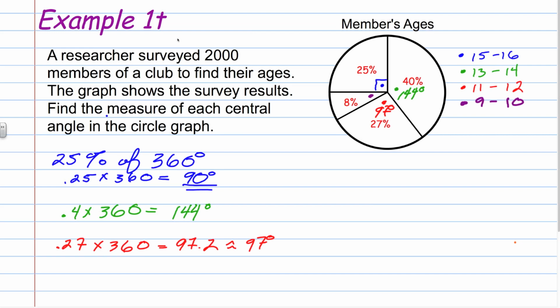And then finally, we could either add those up and subtract from 360, or we could just do, for the 8% here, the 9 to 10-year-olds, we could do 0.08 times 360. And when you do that, that comes out to be 28.8.